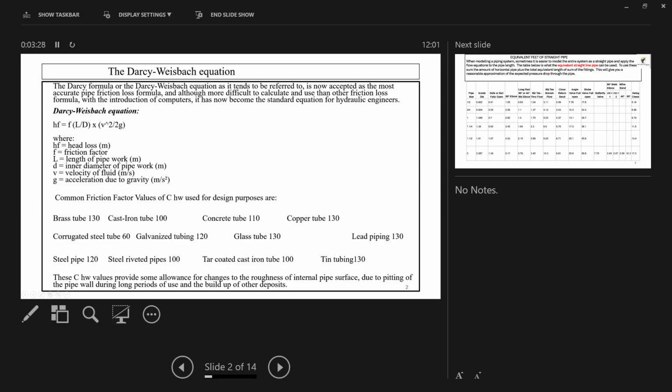Here we are giving in tabulated form some values of f. For brass tube it is 130, for cast iron it is 100, and for concrete tube it is 110. For any standard handbook, hydraulic books, you will get the value. You know L, you know D, you know velocity, so you can calculate the friction loss due to flow of the fluid from the pump. You have to add it to the static head, and then you will get the total differential head.